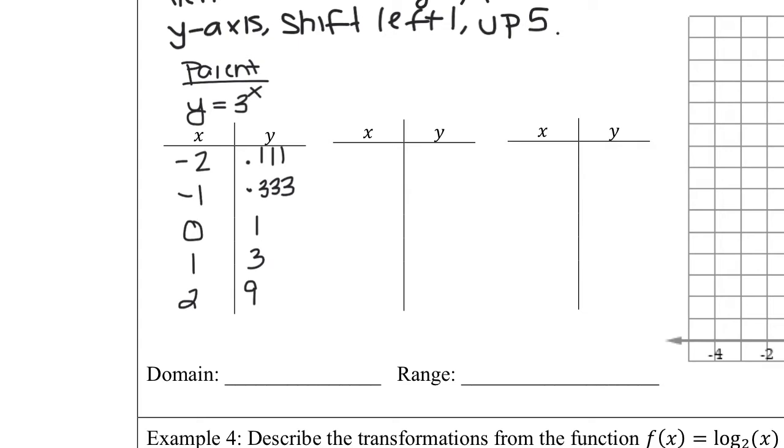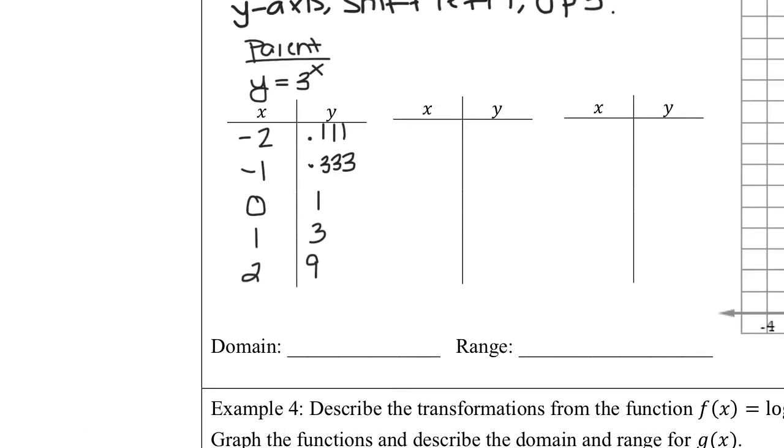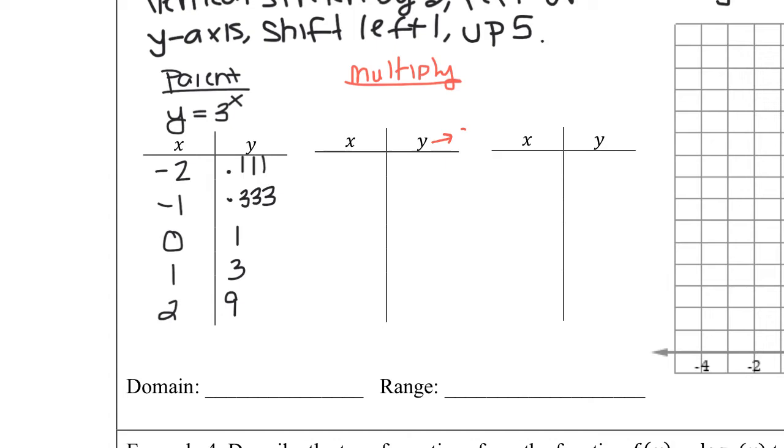Now if I substituted a 3, 3 to the third power is 27. Well, that's going to be way off my grid already. So we're just going to leave it as -2, -1, 0, 1, and 2. The second table is for your multiply. So that's the A and the B. The A is what multiplies Y.